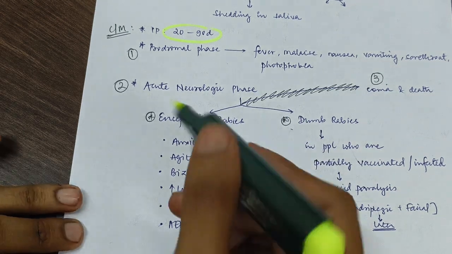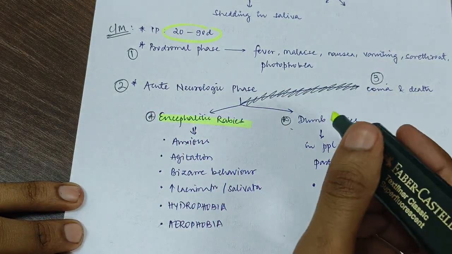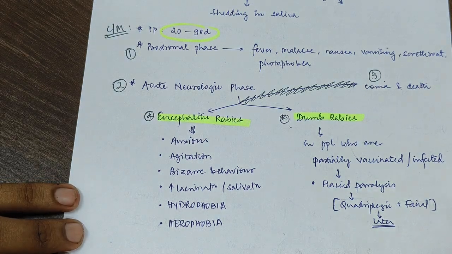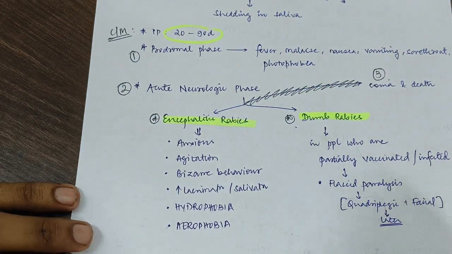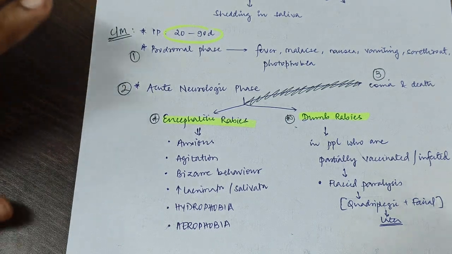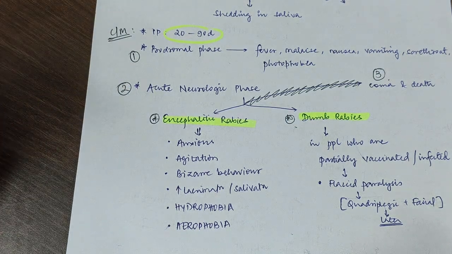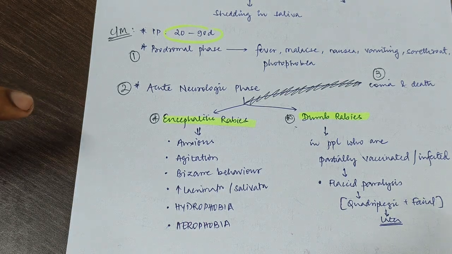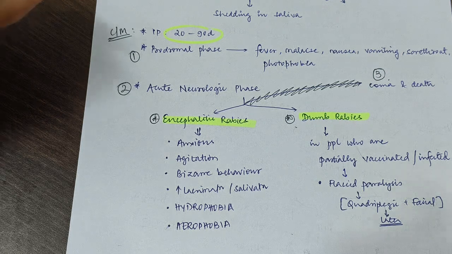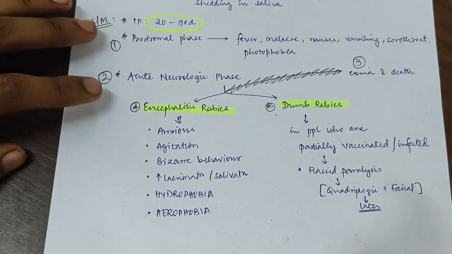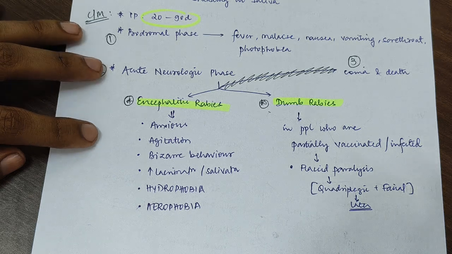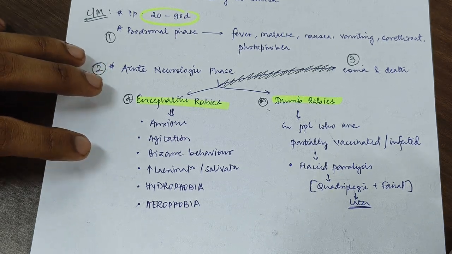Encephalitic rabies is going to cause the encephalitis, whereas dumb rabies is not so acute, it is causing late infection. In case of acute, the patient is anxious, agitated, with bizarre behavior, increased lacrimation and salivation, hydrophobia and aerophobia. He can't drink water also. Give him a glass of water, he will throw it. And he feels very difficulty to take breath also.